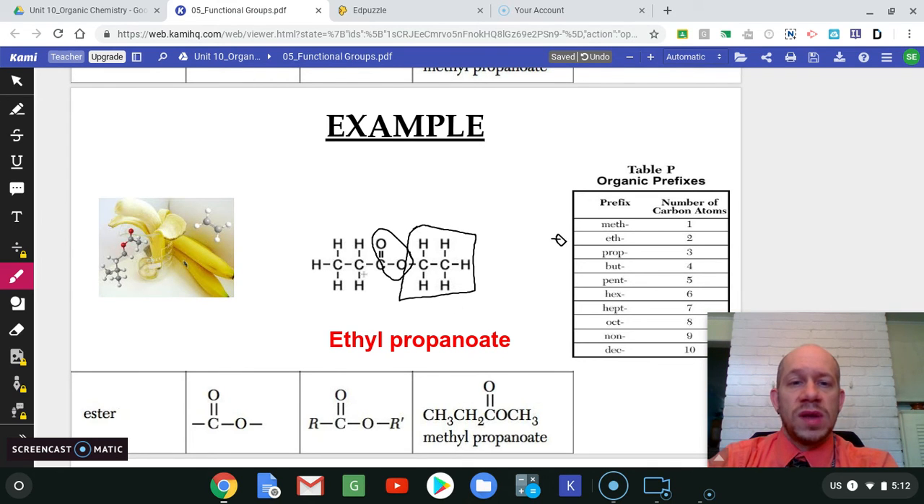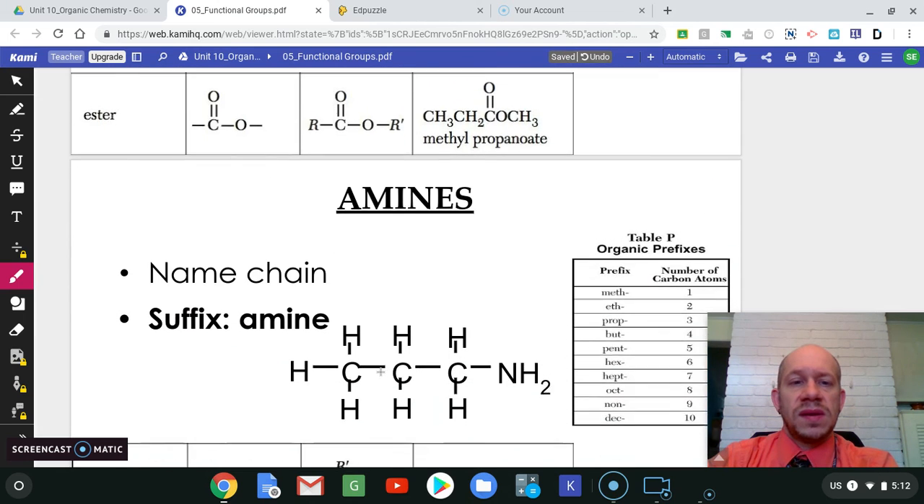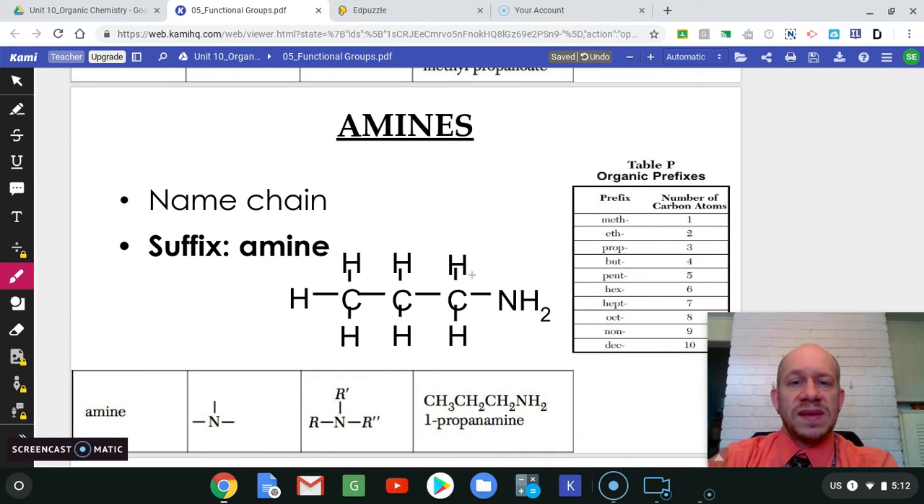Amines have this functional group where they have the NH2 group, and that could be in any place. So I name the chain. 1, 2, 3 makes this prop. The amine is on the first carbon, so it's 1-propanamine. The functional group NH2 is on the end. There are 2 carbons, so it's ethanamine. 1-ethanamine.